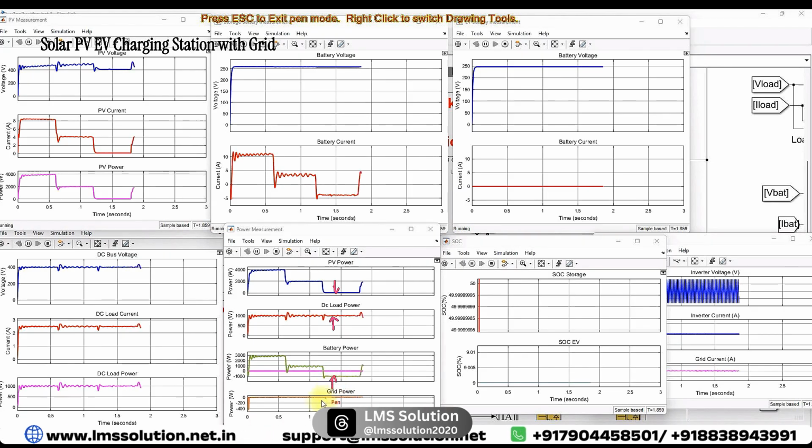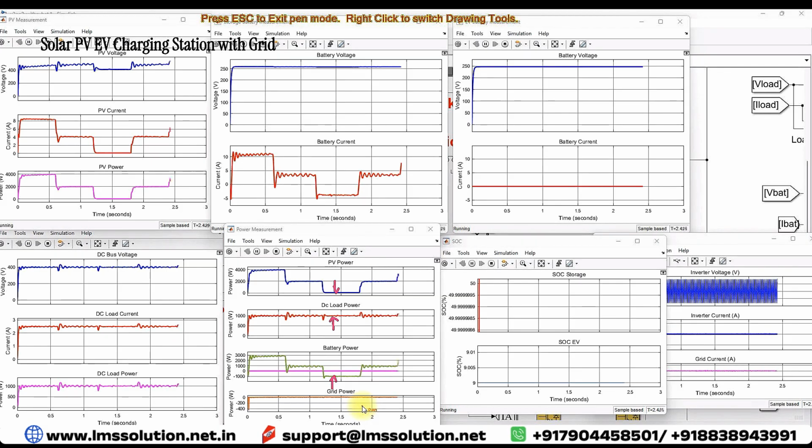Here you can see that the grid remains 0, because when the storage battery is connected to the system, the storage battery is only used for supplying the local load. When the EV is connected to the system, based upon PV power, the grid will be connected to the system to supply the EV battery as well as the local load. This is the concept of this model.